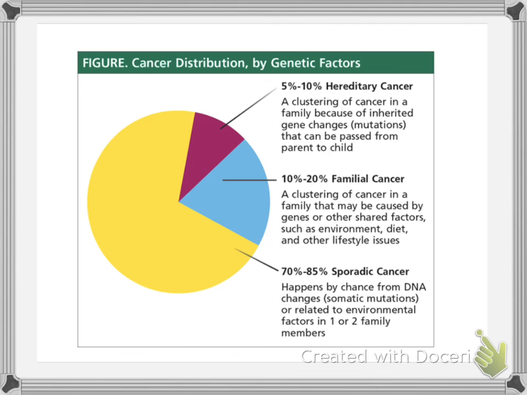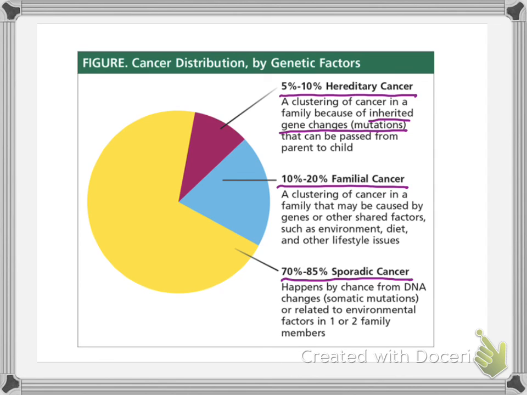This shows you the vast majority of cancers are sporadic cancers. 70 to 85% of cancers happen by chance because of mutations, either because of DNA replication or environmental factors. And then 5 to 10% is hereditary cancer. So that's clustering in the family because of an inherited gene mutation. They can trace it back to a specific inherited gene mutation, like BRCA1 or a mutation in P53, things like that.